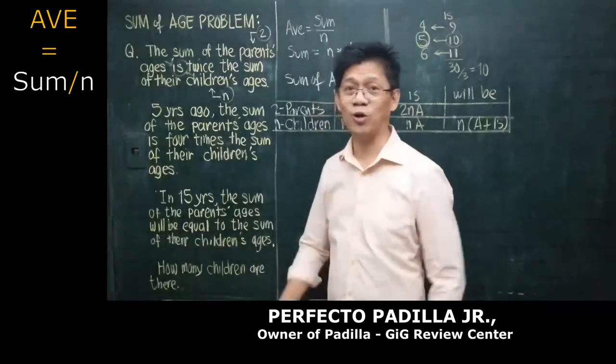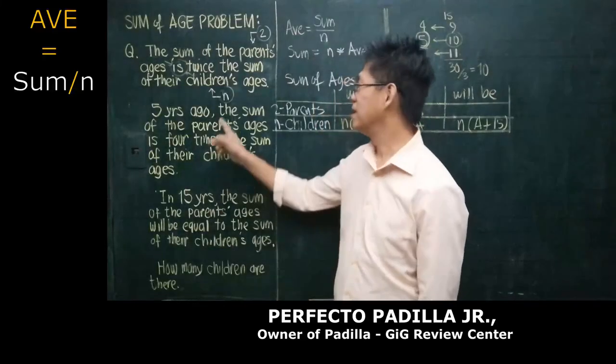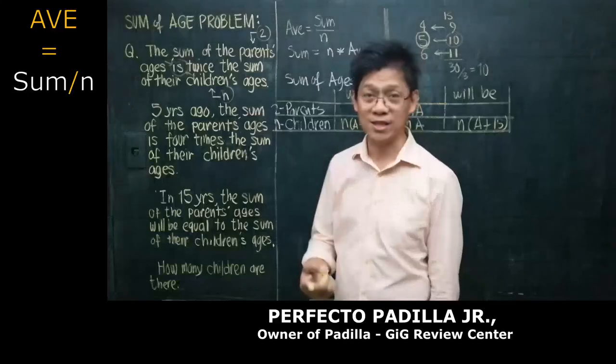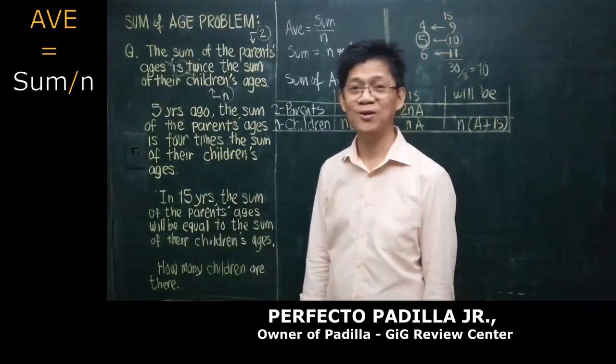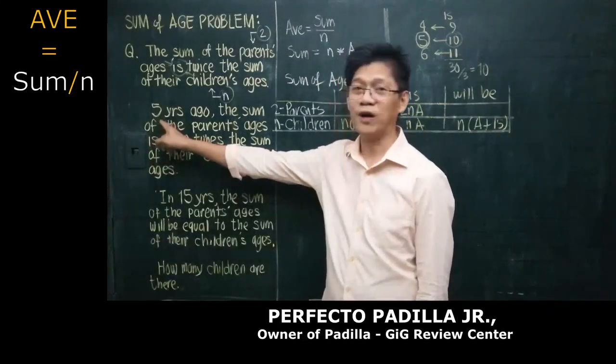Remove the 5 years ago, you have to say it in this manner. The sum of parents' ages was. It cannot be is. You follow? Because you are referring to 5 years ago.